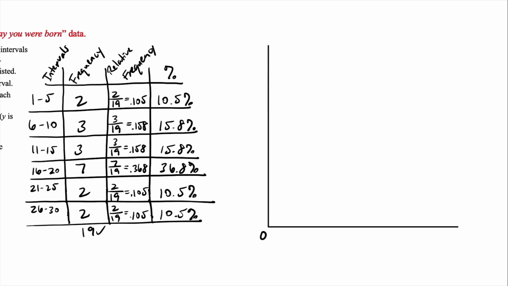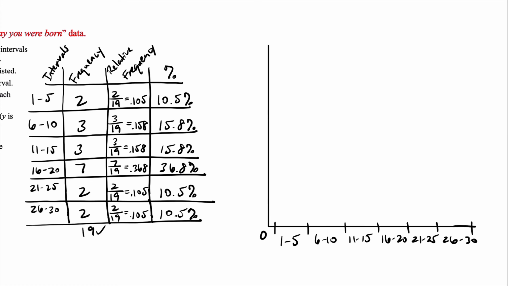The first interval is from 1 to 5. So 1 is just a little bit past 0. There's 1. And then 5 is about here. So I'm going to say this is from 1 to 5. That interval is from 1 to 5. And then the next one is from 6 to 10. And then the next one, 11 to 15. Going to keep going until you get all of them. Okay. So we got all the intervals now. So that's how we label the x-axis.